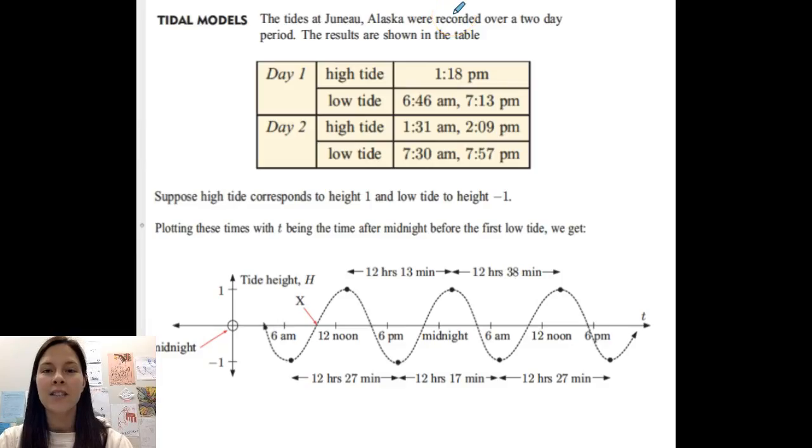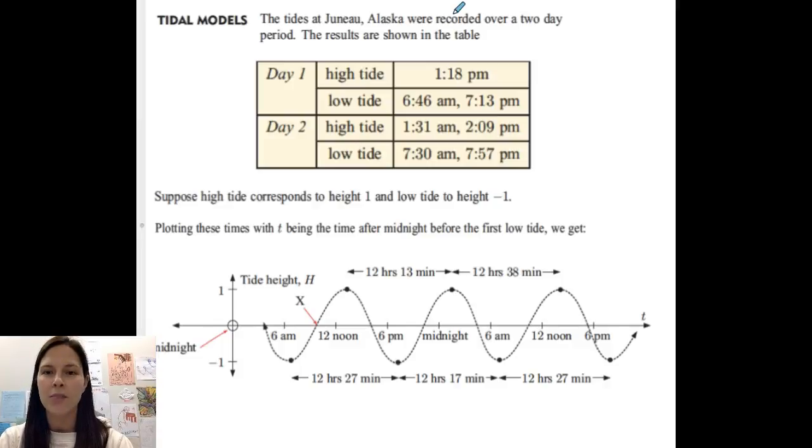Tides are cyclical as well. So we have high tide and low tide, and they come around again at about the same time each day. It's not exact, but we'll figure out how to take these averages and model it anyway. So here we've got high tide and low tide on 2 different days.